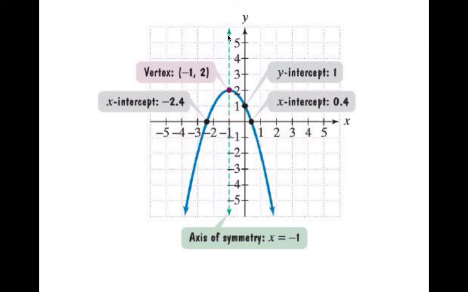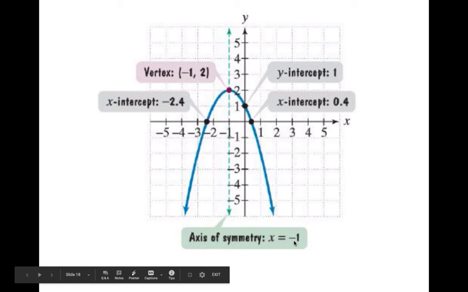So again, if you look at the graph, this is my axis of symmetry. It goes through that vertex. Notice the coordinates of the vertex, the x value is negative 1, and the equation of the axis of symmetry is x equals negative 1.